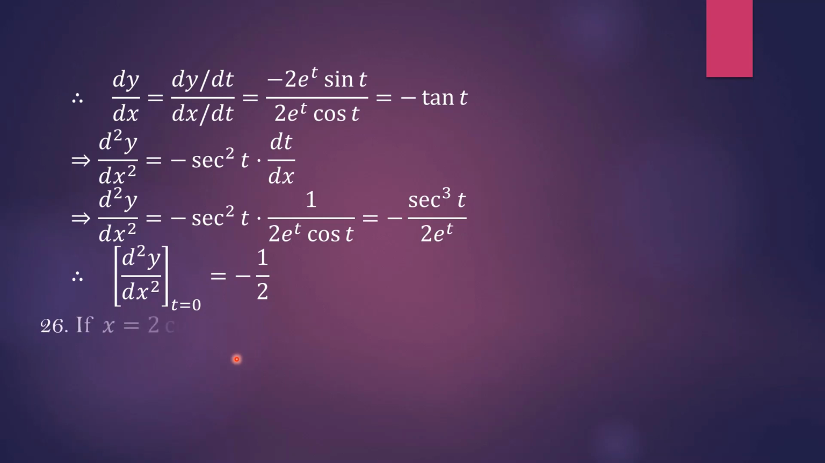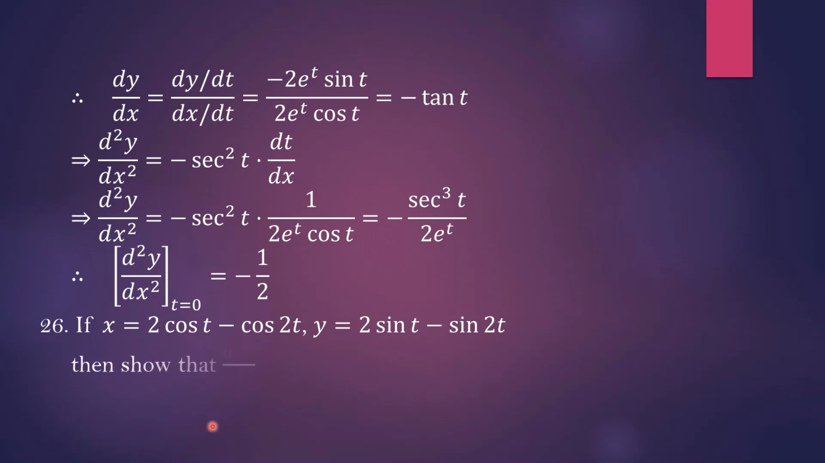And you see another question of the same type. If x is equal to this one and y is equal to this one, then show that d2y/dx2 is equal to minus 3 by 2 at t is equal to pi by 2. And this question is homework for you, and you can solve this question yourself by using this method.